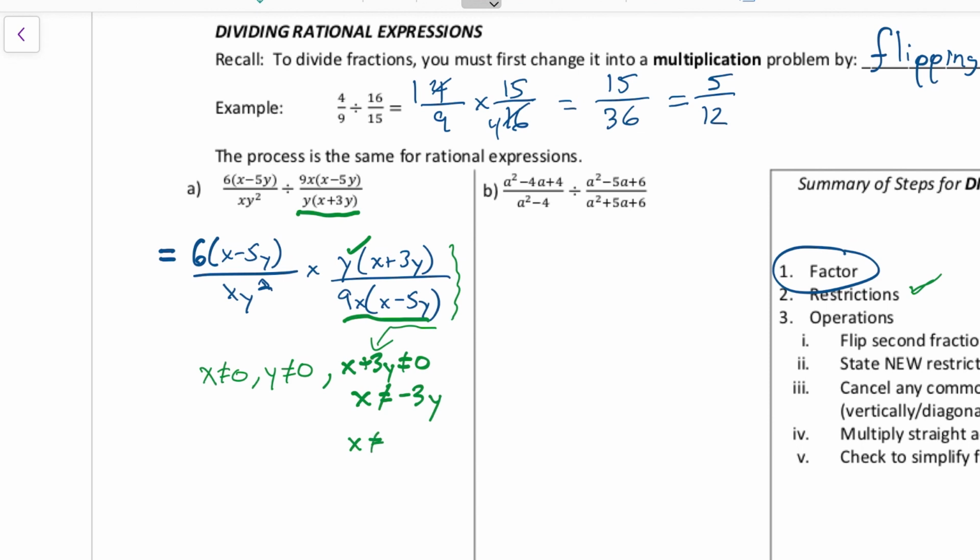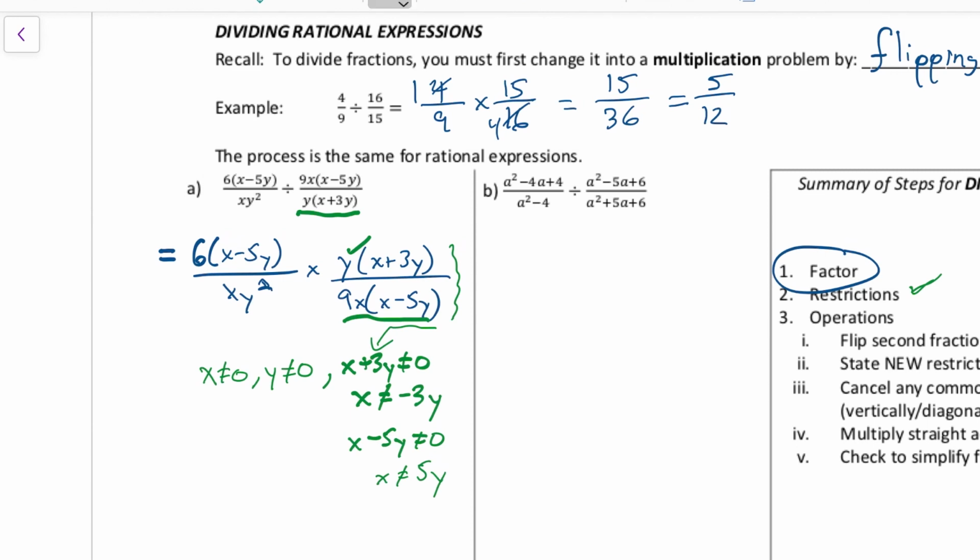And then x minus 5y cannot equal 0. And rearrange that, x cannot equal 5y, like that. And so you could express that as the same thing, y cannot equal x over 5. Both would be correct. Okay, now we've got the restrictions.